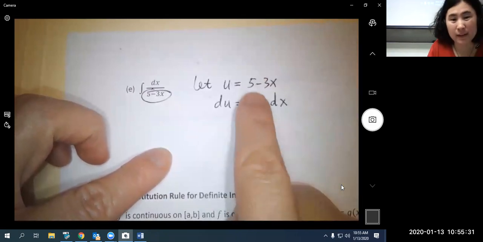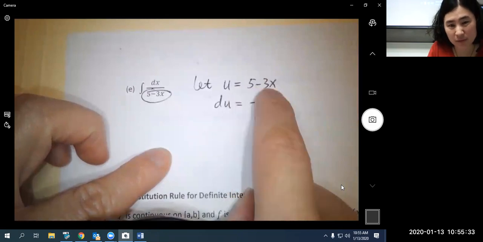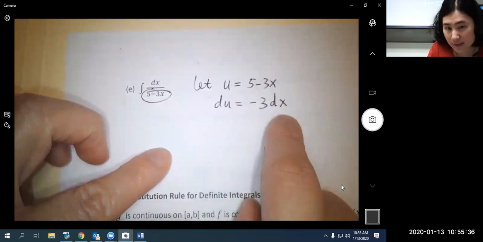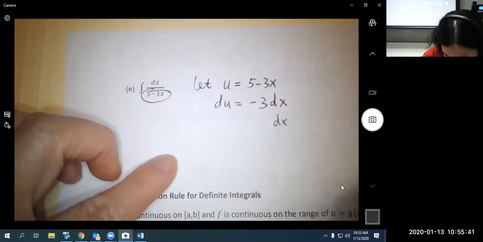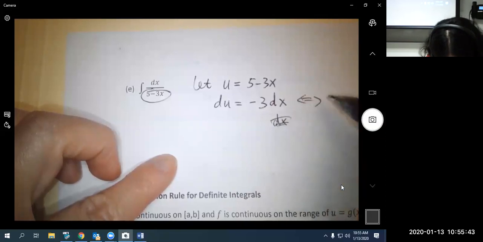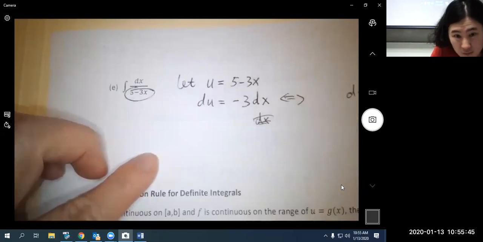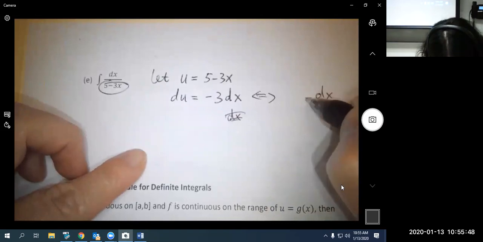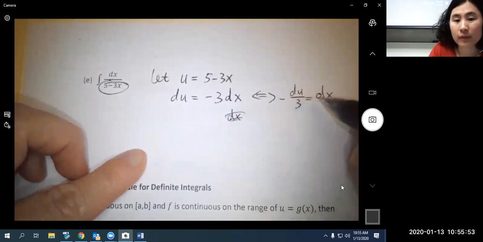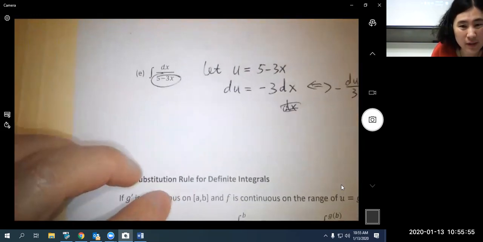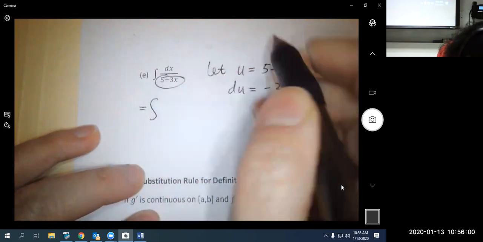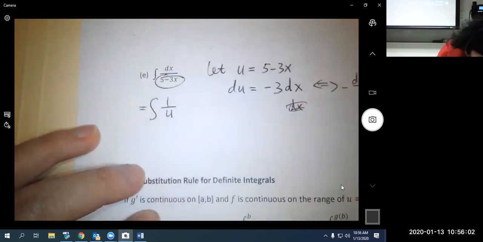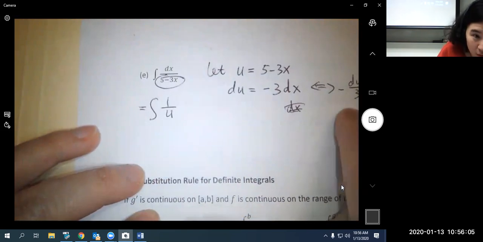dx. Yeah, the derivative of 5 is 0, and the derivative of -3x is -3 times dx. So we know dx should equal what? Or I would say this is equivalent to dx equals negative what? Yeah, -1/3 du. So the original function becomes 1/u. What is dx? -1/3 du.